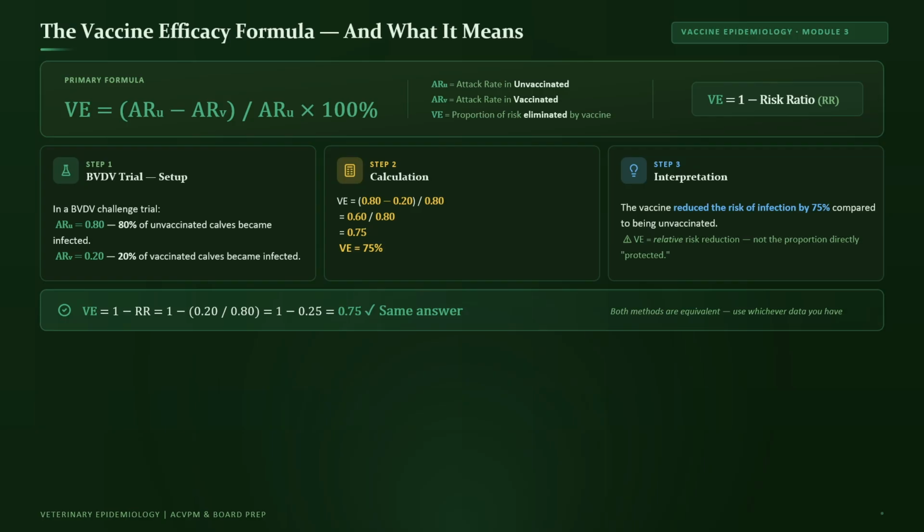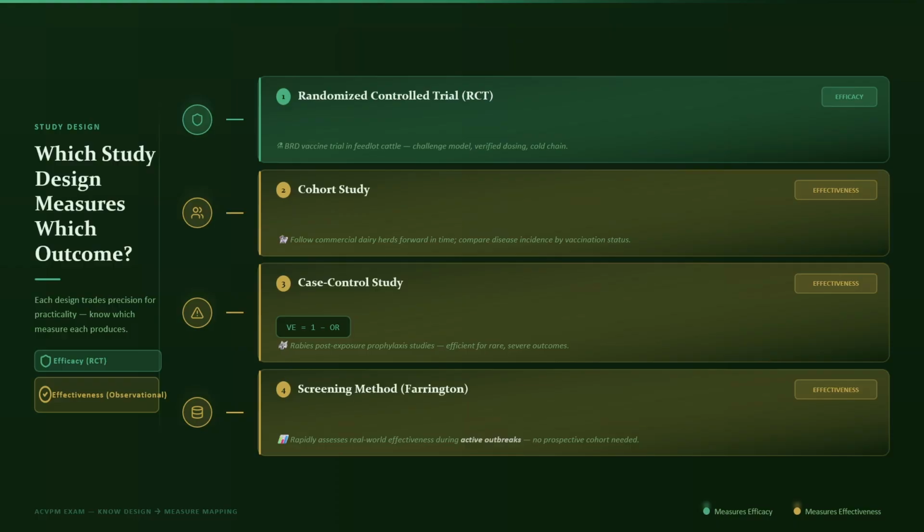Now that we know how to measure whether a vaccine works, let's talk about the types of trials we use to generate that evidence in the first place. We know efficacy and effectiveness are different things. The natural next question is, which study designs actually measure each one? Because on the boards, you will be handed a study description and asked whether it measures efficacy or effectiveness, and this design to measure mapping is the key to getting it right.